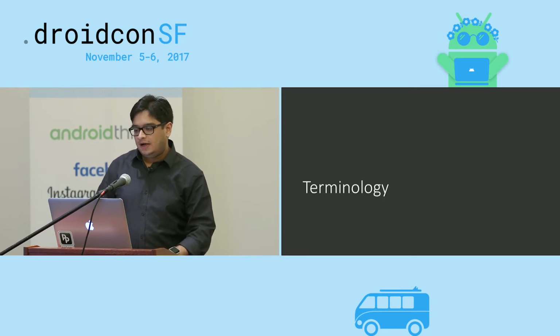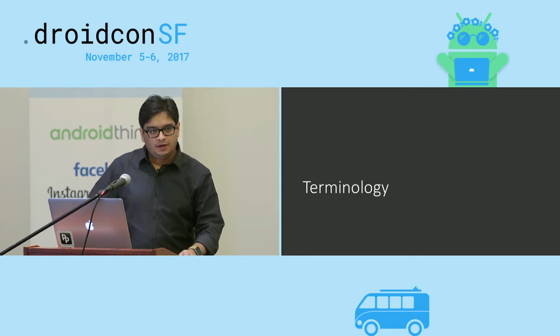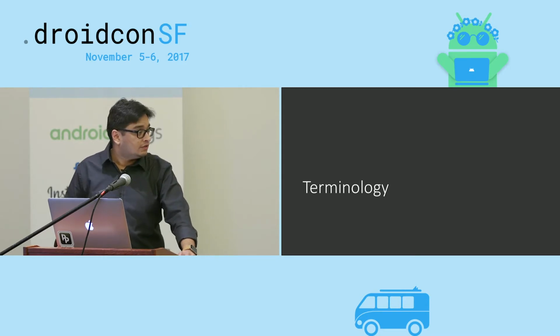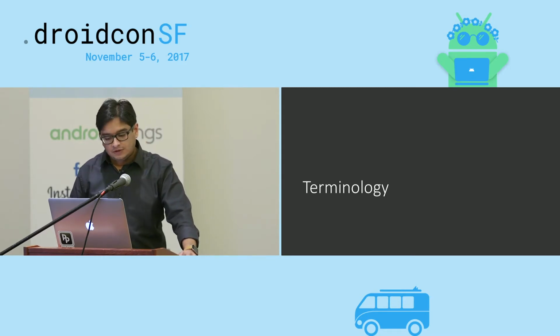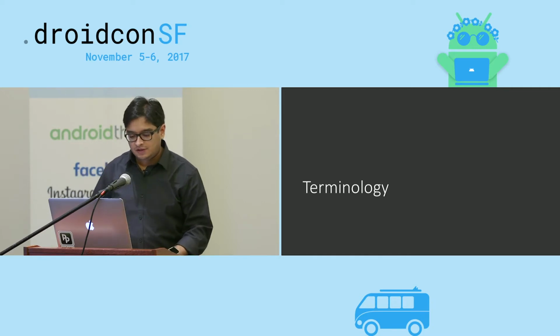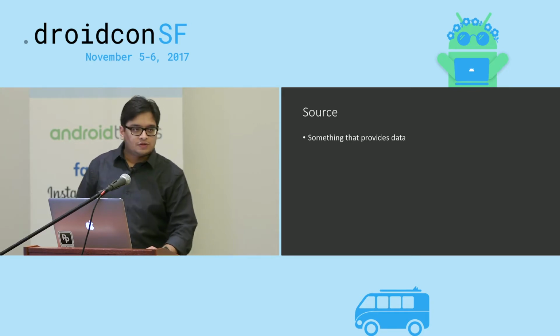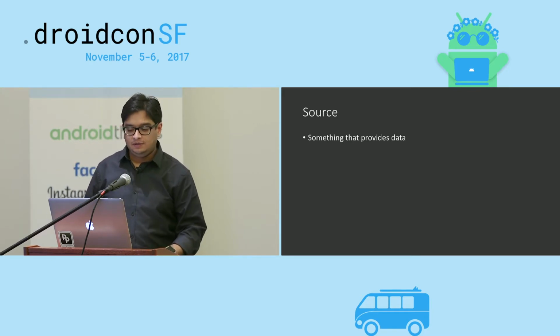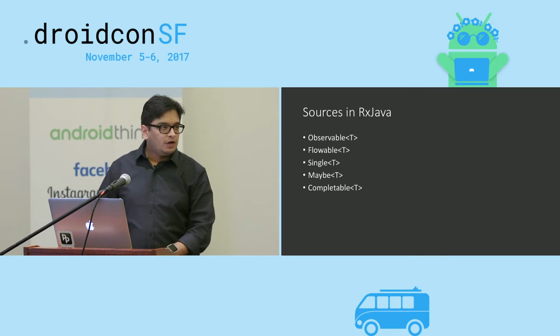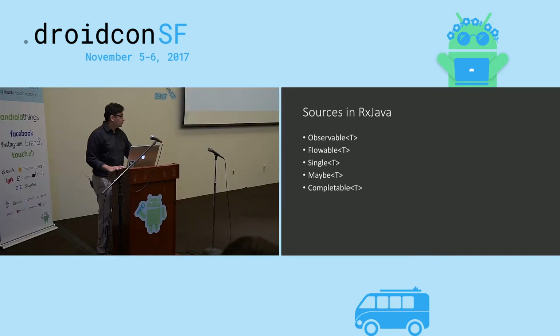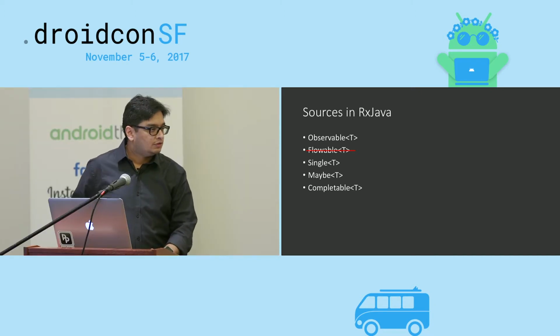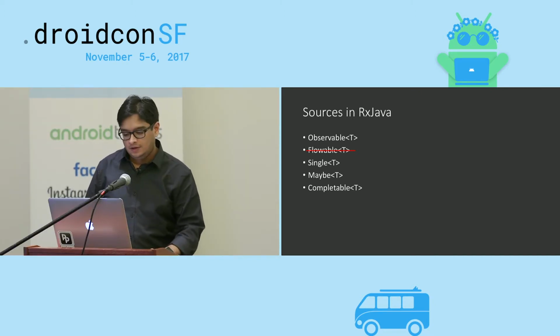So, terminology. RxJava is a little complicated and has a steep learning curve, so we'll talk about a few terminologies to make it easier for us to be on the same page throughout the presentation. What are sources? Sources are something that generates data. RxJava provides multiple ways to generate data. In today's talk, we won't be talking about Flowable because of time constraints, and it's already a long presentation. So we'll skip Flowable and discuss all the others.